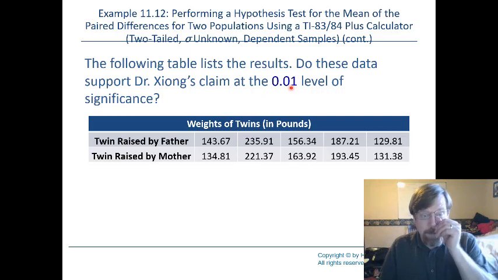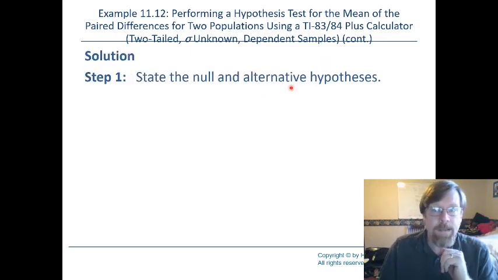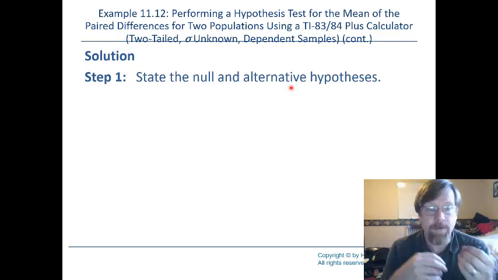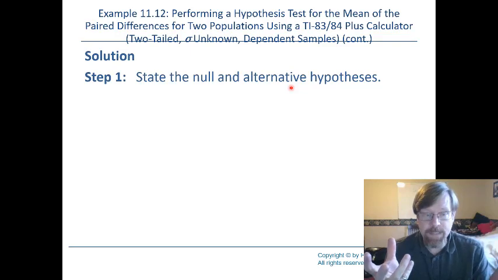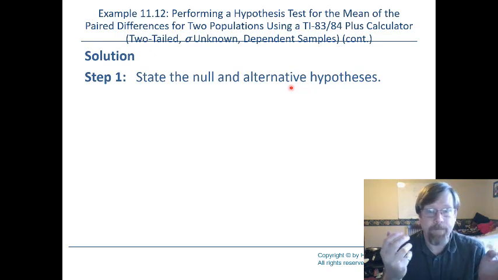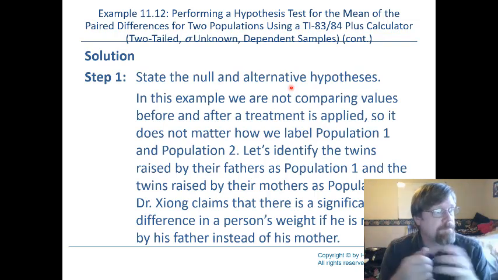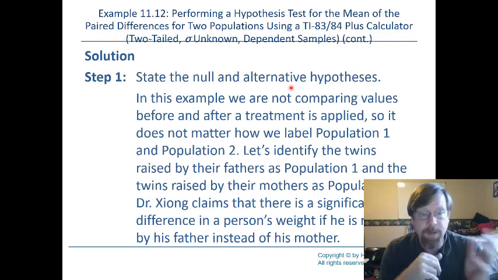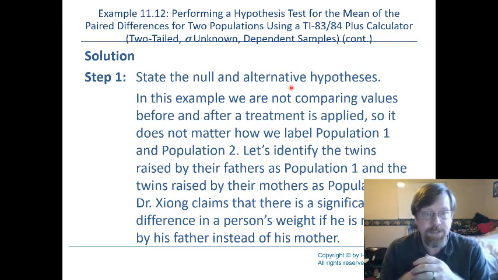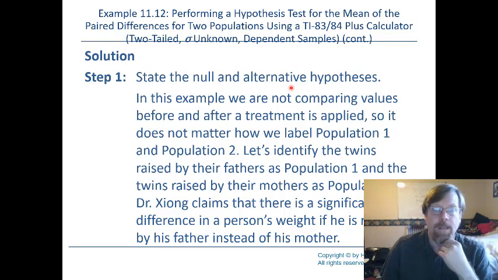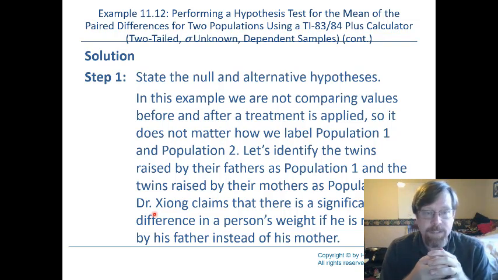So, null and alternative hypotheses. First question is labeling population 1 and population 2. Now, these aren't pre-test, post-test type things, so it becomes a little more arbitrary. But we need to figure out which one is going to be which. So let's just call the twins raised by the fathers population 1 and the twins raised by the mother population 2. All right, so the doctor claims that there's a significant difference if the person is raised by the father instead of the mother.